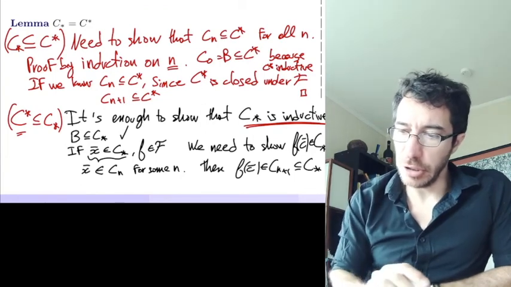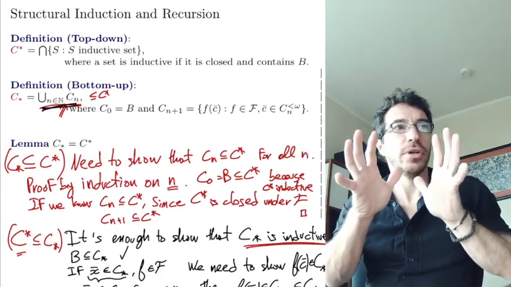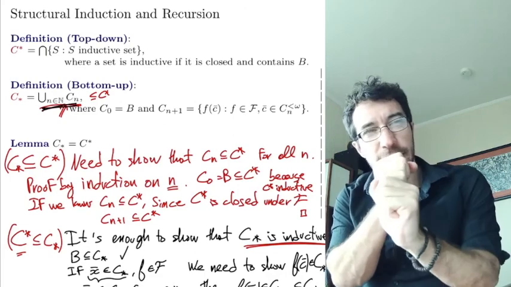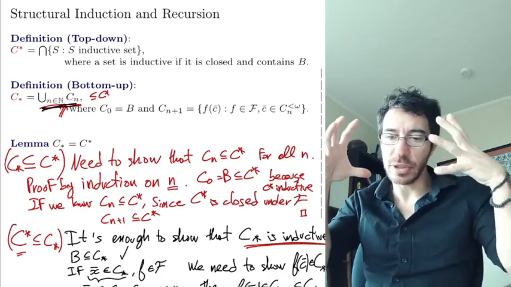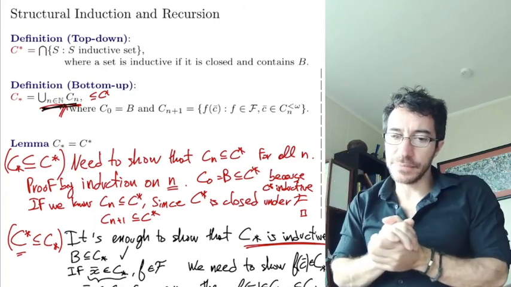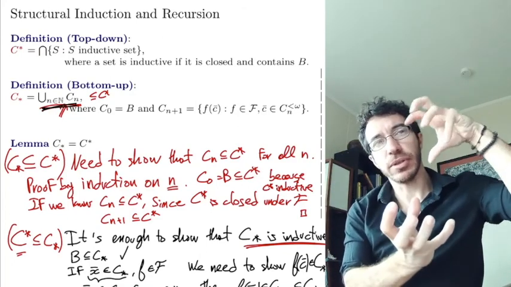Okay, so pretty good. So now we have these two definitions of the closure of a set B under a bunch of functions that we call capital F. It looks like a pretty robust notion because we're going from the top and from the bottom.